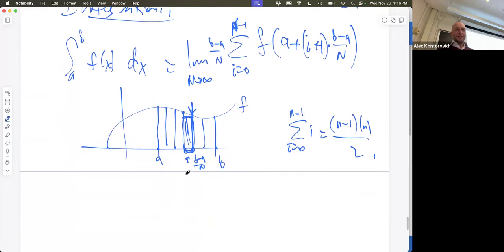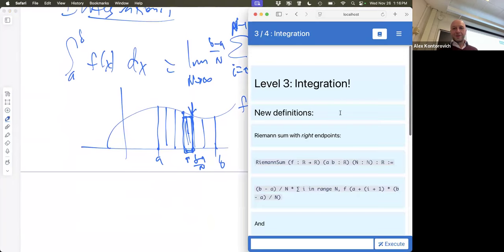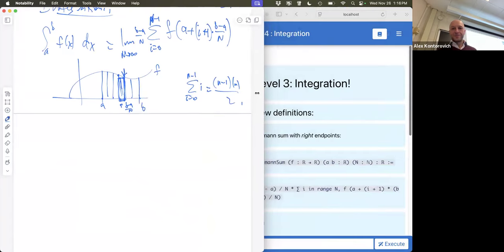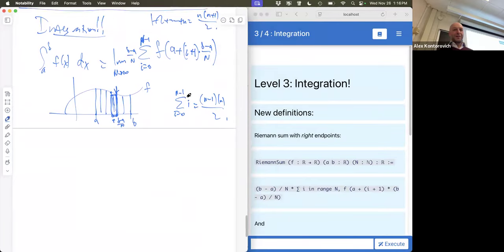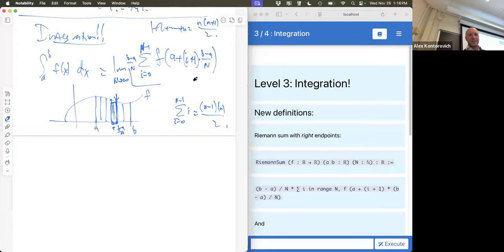So we're going to define a bunch of things. So now I can show you what we're going to define. Can I slide this over? All right, so given a function, two points and a natural number, we define this thing. This thing is called the Riemann sum. It's the width, b minus a over n, times the sum as i ranges in range n of f of a plus (i plus 1) times b minus a over n.